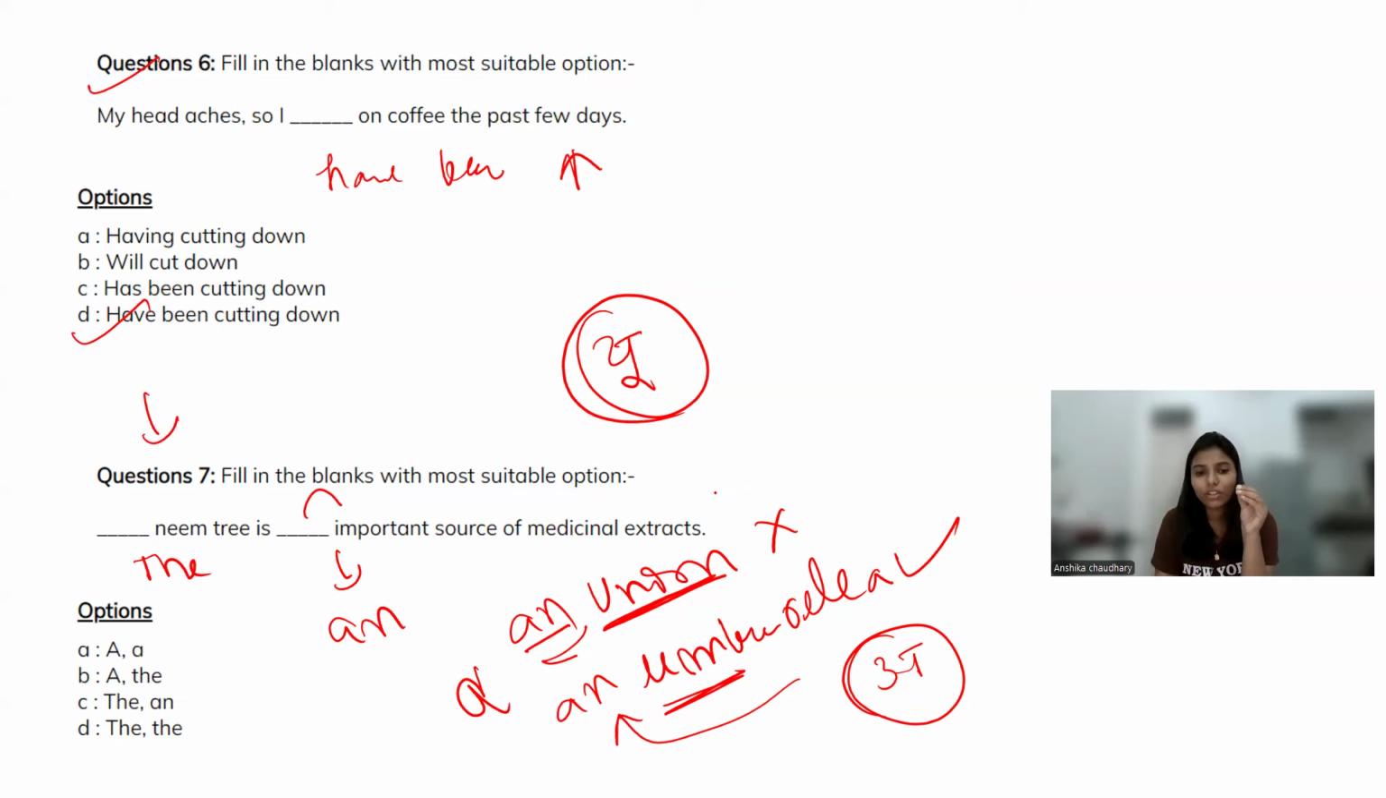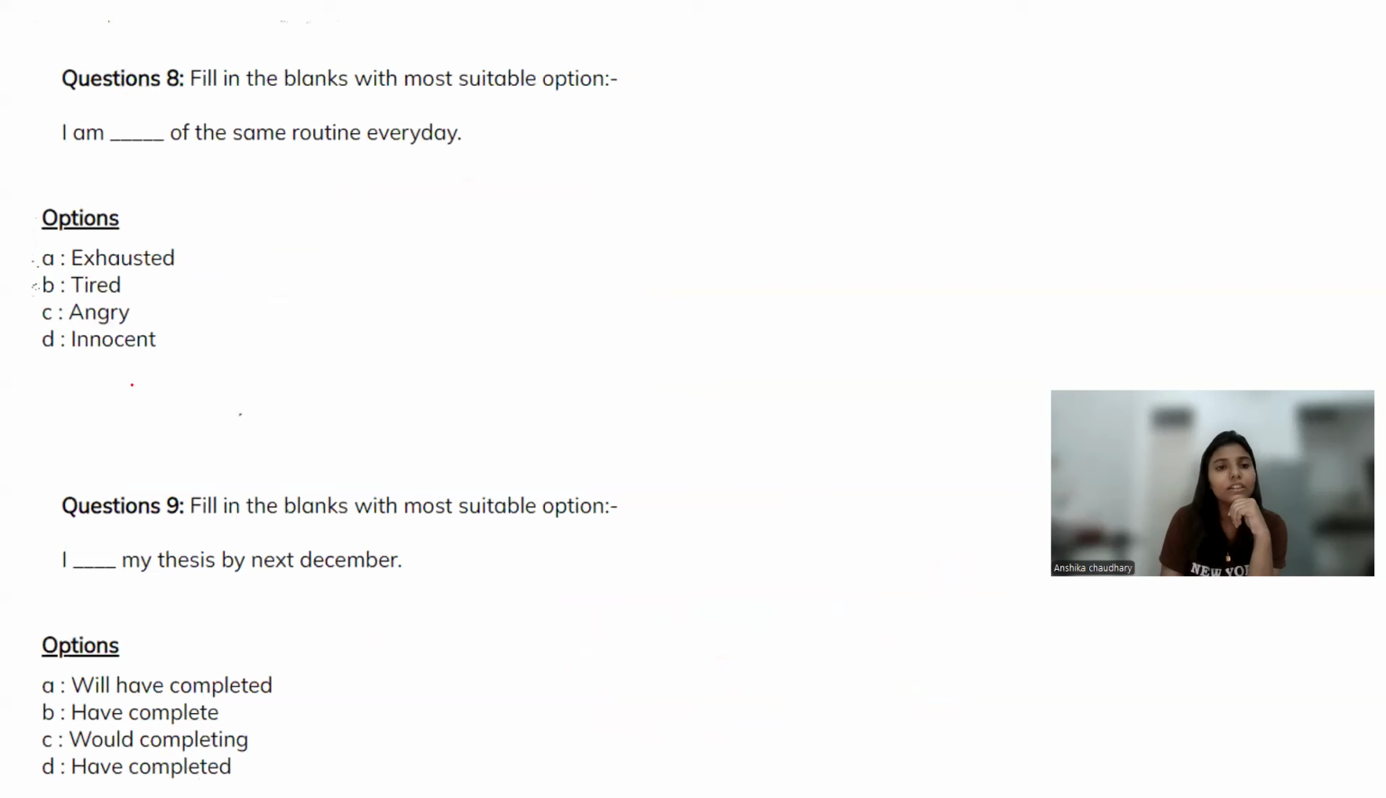So you need to check for the sound, what type of sound it is producing, whether it is producing a vowel sound or a consonant sound. According to that, we will use "a" or "an", right? So now let me move forward.